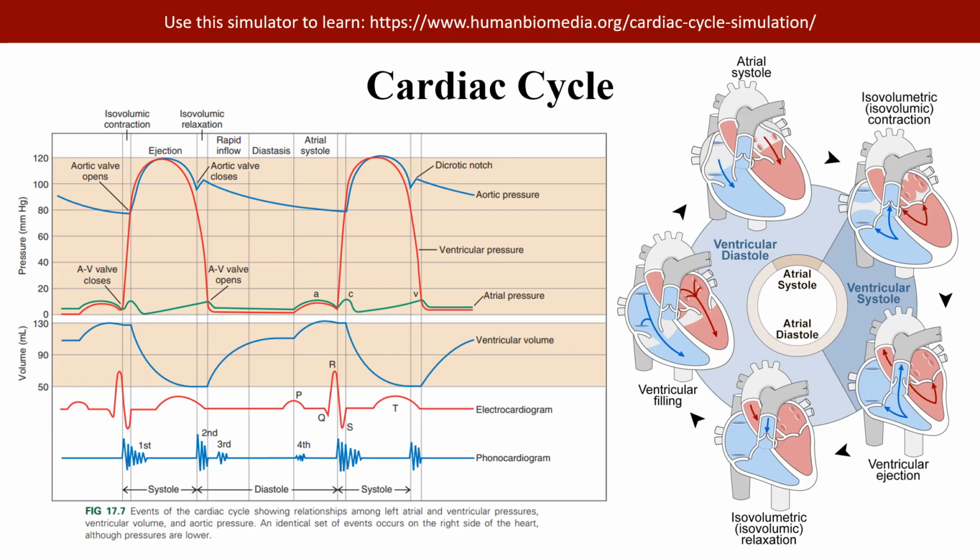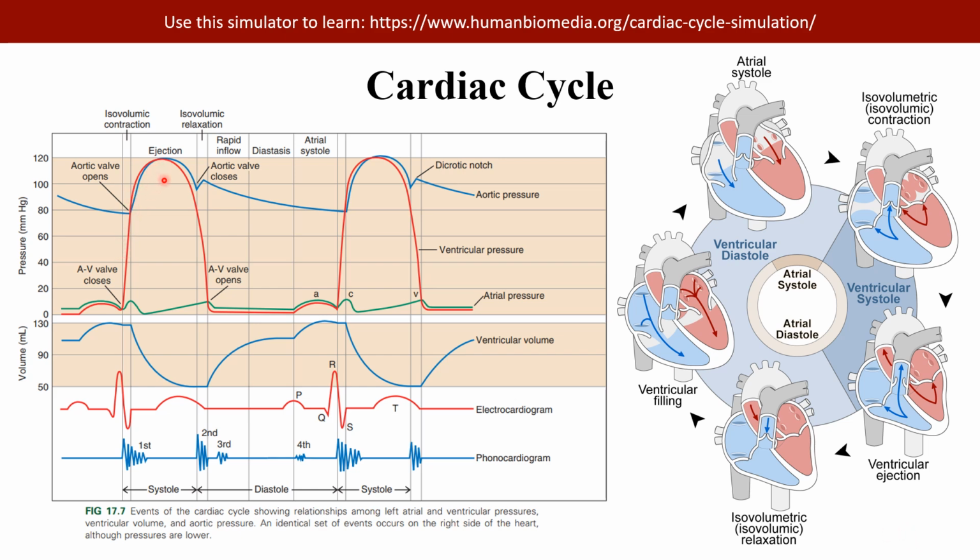Cardiac cycle. The cardiac cycle includes several phases. 1. Isovolumic contraction. This phase begins with the closure of the AV valves, mitral and tricuspid, as the ventricles start to contract, increasing pressure without changing volume. Ventricular contraction causes an increase in intraventricular pressure. This pressure buildup leads to the closure of the AV valves, producing the first heart sound, S1. This phase lasts until the pressure in the ventricles exceeds the pressure in the aorta and pulmonary artery, leading to the opening of the semilunar valves, aortic and pulmonic.